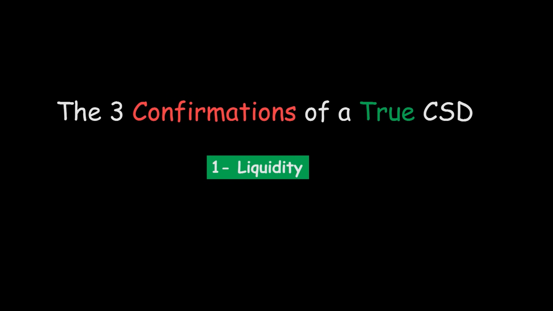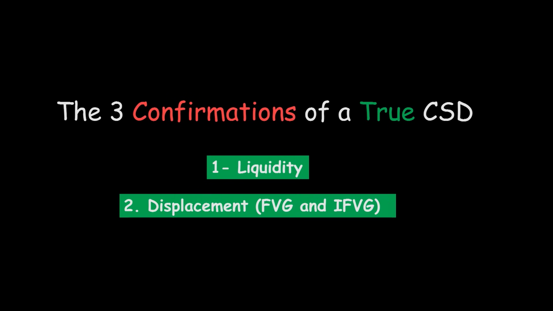Number 2. Displacement, FVG and IFVG. Right after the liquidity raid, the market must show clear and undeniable momentum in one direction. This is the moment when smart money reveals its intention, and we often see this through the formation of an FVG.